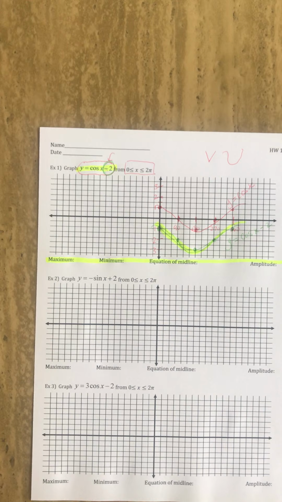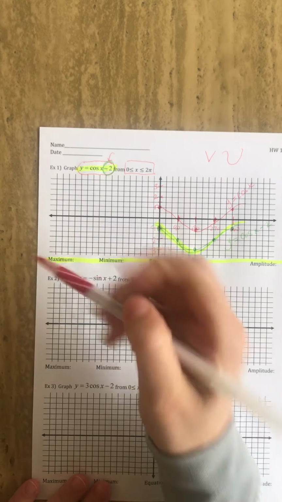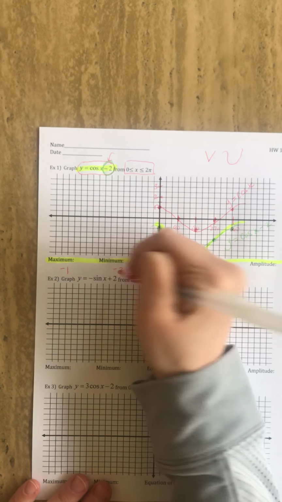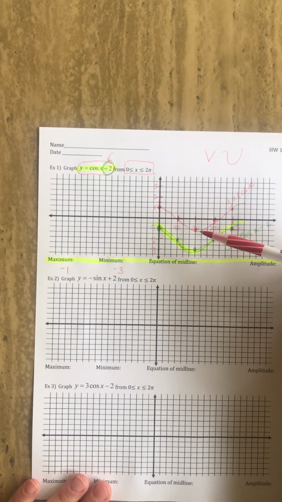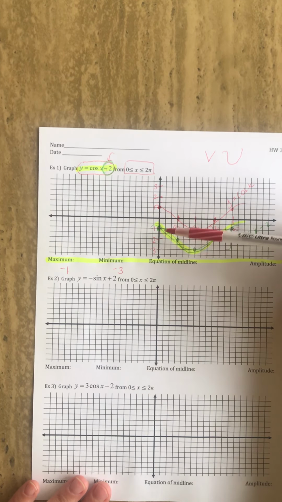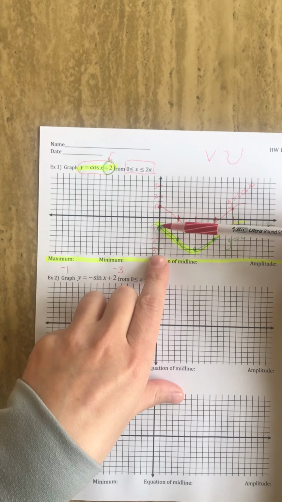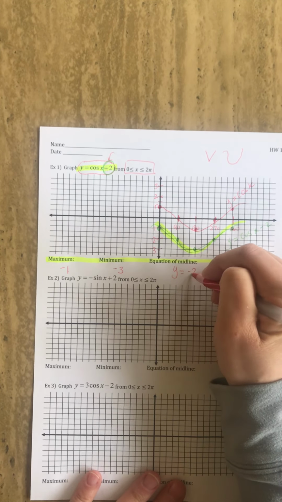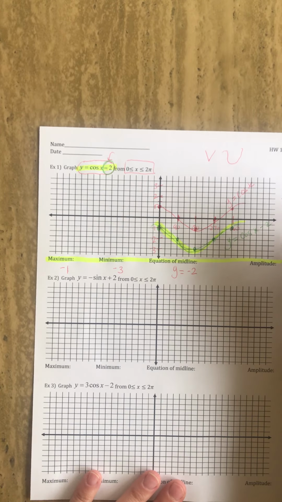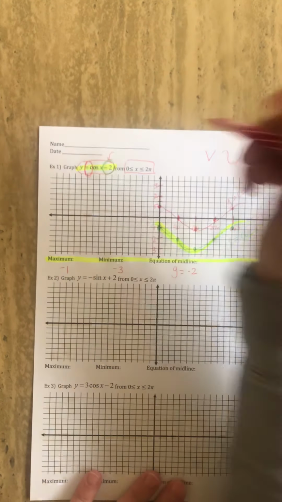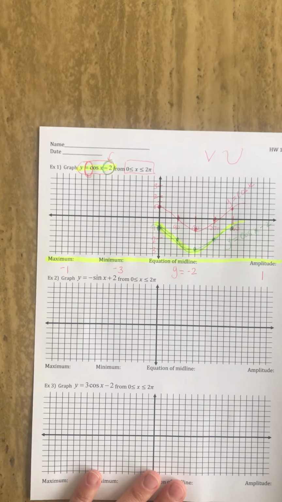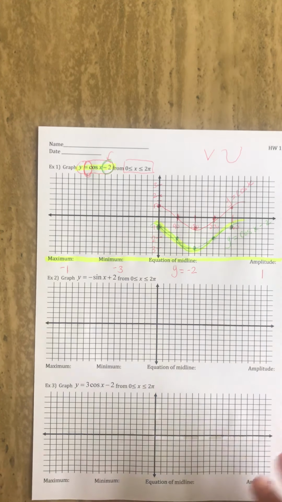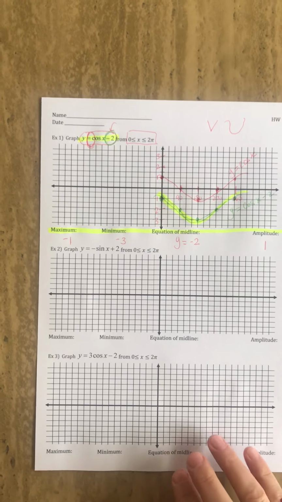So the max, the highest point, is -1. The min is -3. The equation of the midline is halfway between the highest, the max, and the min. So you can see we're at -2. So y is equal to -2. And your amplitude is always right out in front. You'll see that your amplitude is 1. Okay, moving on to the next question right here.